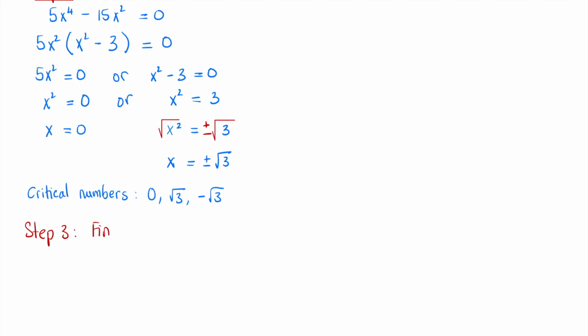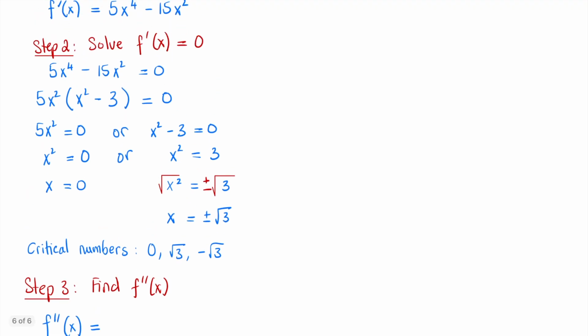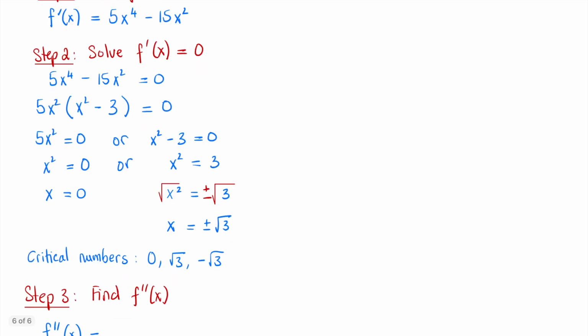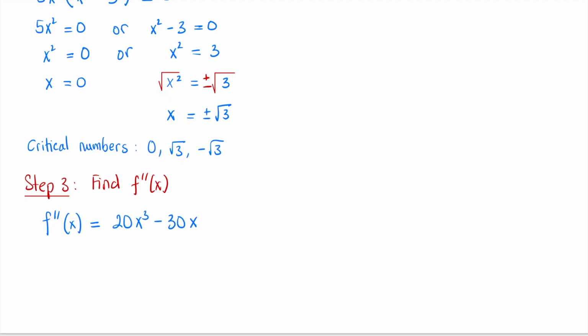Step 3, we need to find the second derivative. To find f double prime, we'll differentiate f prime. So we have 20x to the third minus 30x. Step 4, we want to evaluate f double prime at each of the critical numbers.